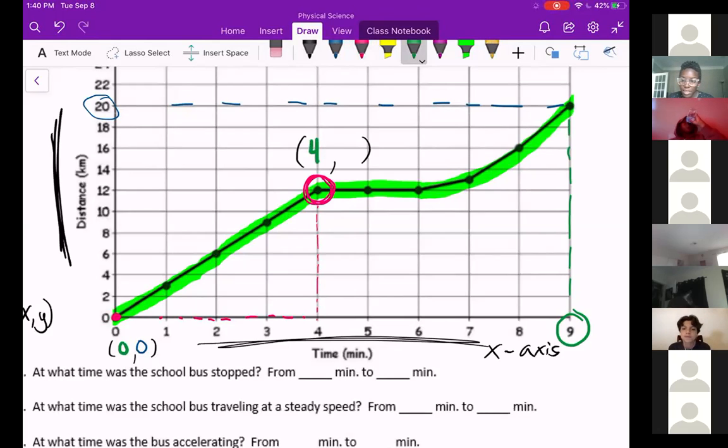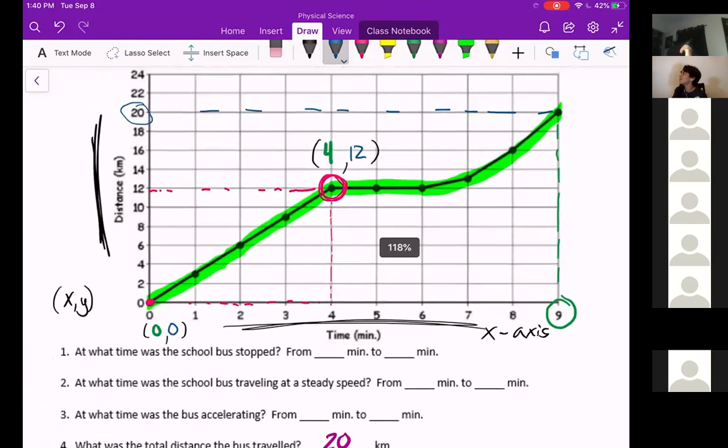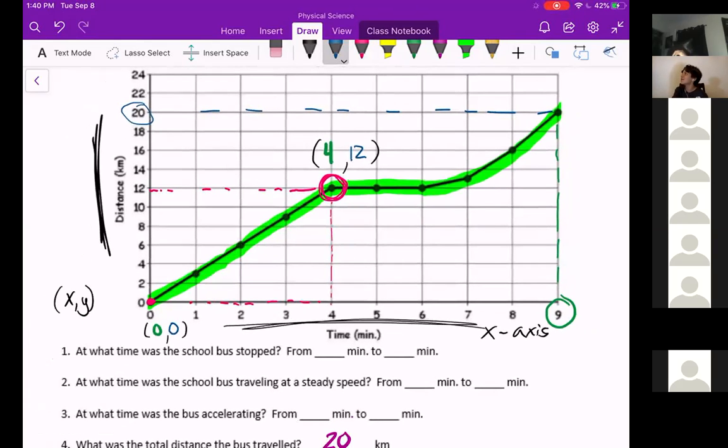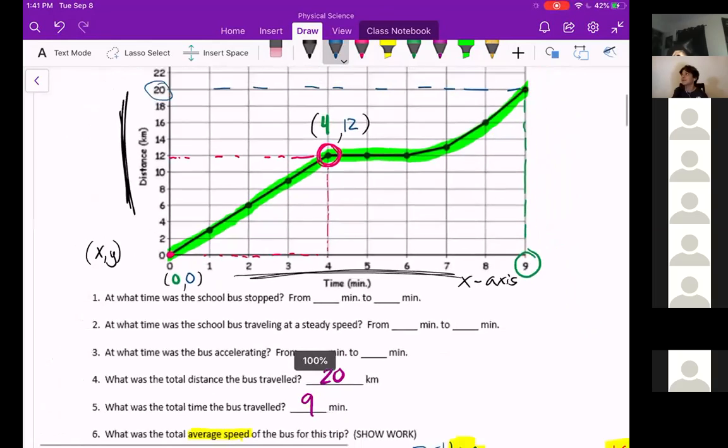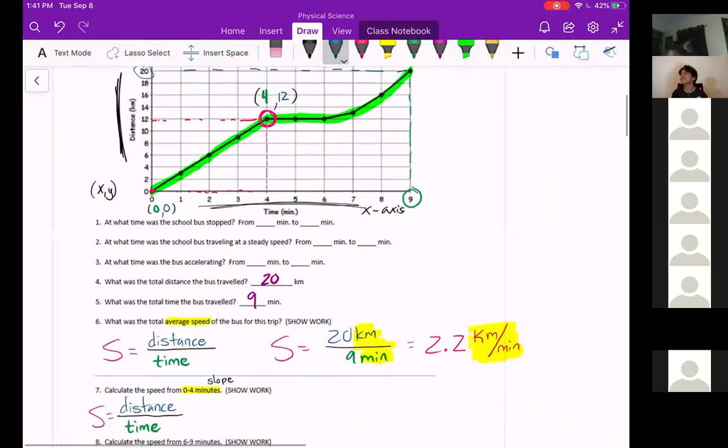And then, let's see. David, what number is this at on the y-axis? 12. Very nice. So I'm going to put a 12 right here. Now we have the address for the second dot. Please make sure you're writing this if you don't know how to do this yet. So I'm going to come back down here.